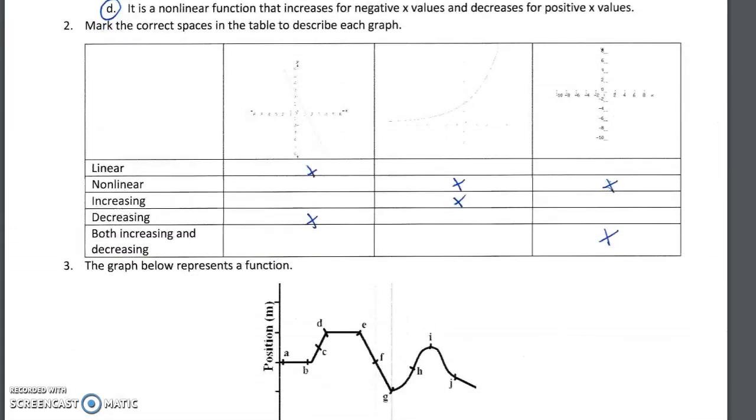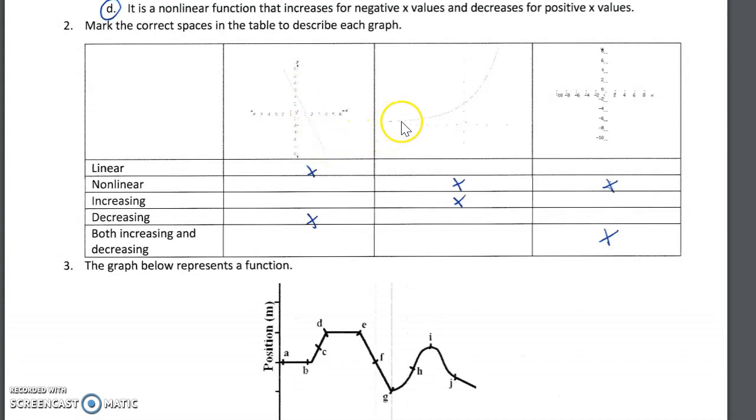Number 2, it says mark the correct spaces in the table to describe each graph. So for this first one, you can see that there is a line going there. So linear is obvious. If it's linear, then it's not nonlinear, so you pick between those. Is it increasing, decreasing, or both? So again, from left to right, as you look at that line, is it increasing, decreasing, or both?